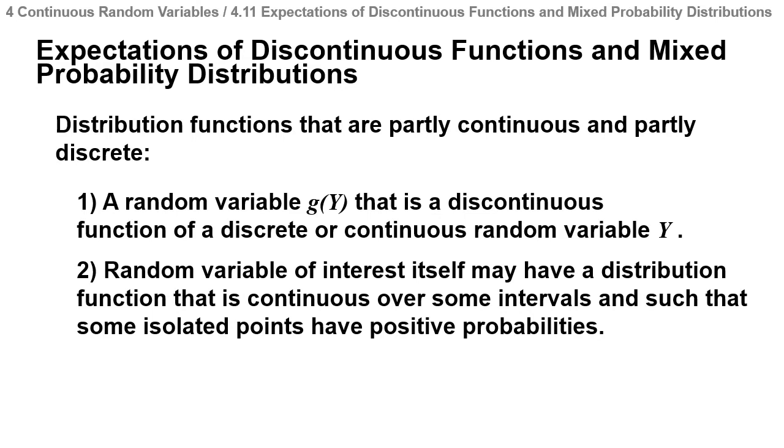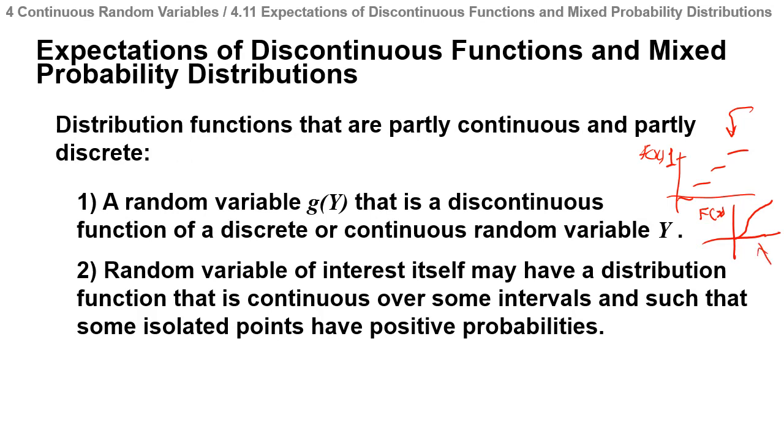Chapter 4.11 is about expectations of discontinuous functions and mixed probability distributions. What this means is distribution functions that are partly continuous and partly discrete. In previous lectures, we learned about distribution functions F(x). When we have a discrete random variable, F(x) is a step function, and it reaches 1. If the random variable y has a continuous distribution, then it is a continuous function. So when y is discrete, it looks like a step function, and for a continuous random variable, the distribution function is a continuous function.